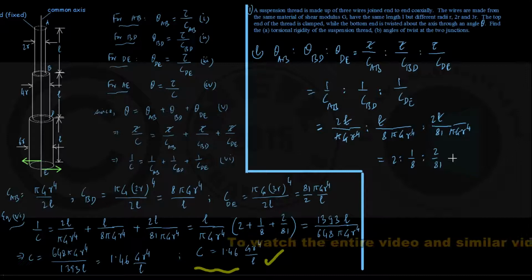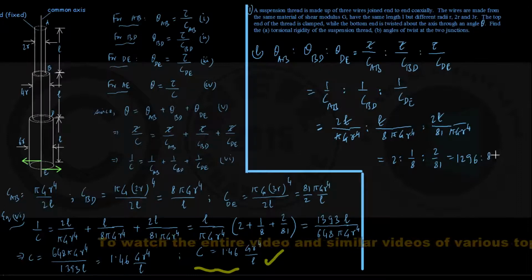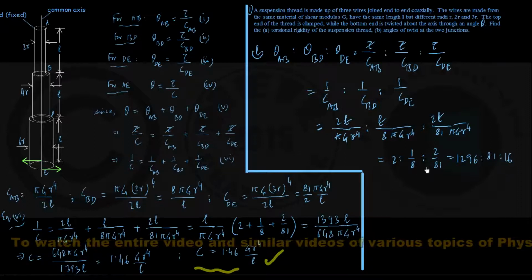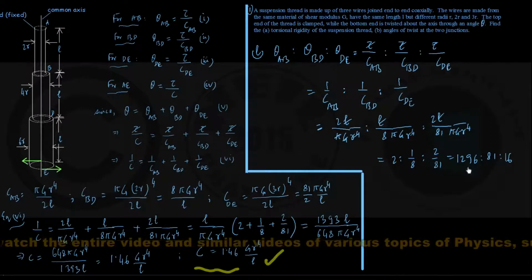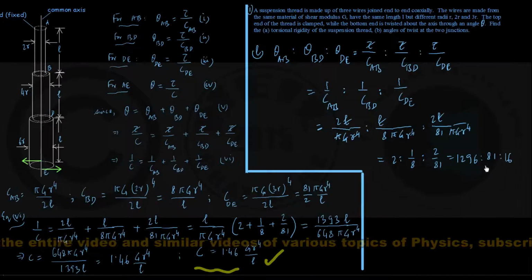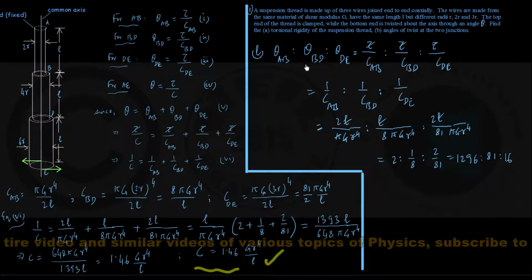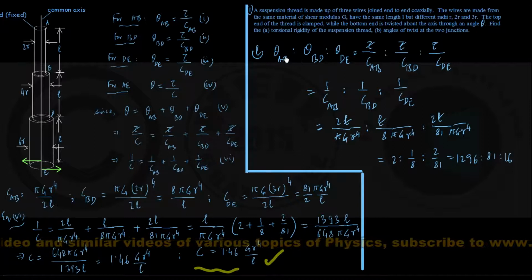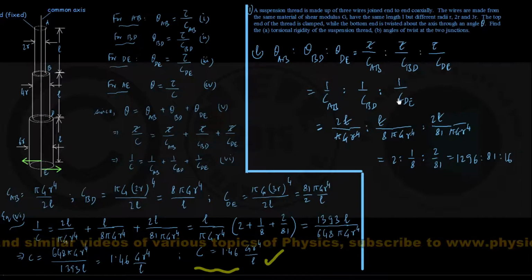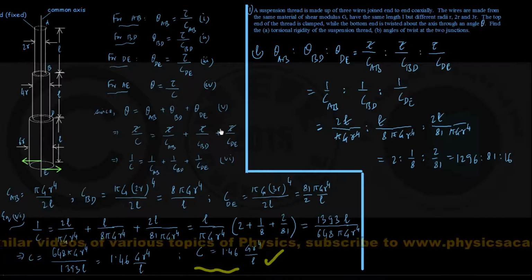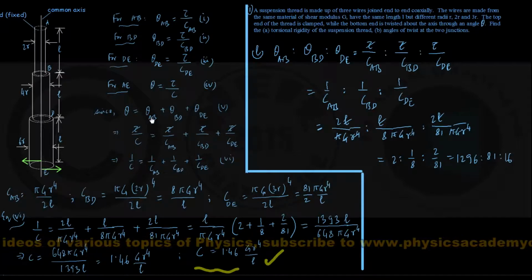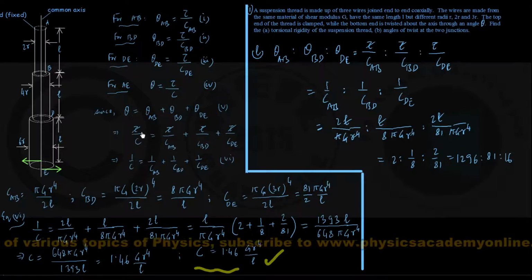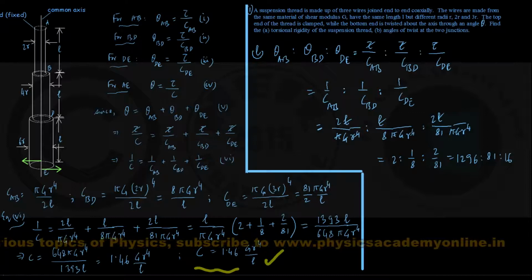And you can show this is coming out to be 1296 is to 81 is to 16. Just do this small part. The ratio eventually should be coming out to be 1296 is to 81 is to 16. Now once we get the ratio of the angles theta AB, theta BD and theta DE, we also know from equation number 5 that their arithmetic sum is equal to theta. So make use of this result.